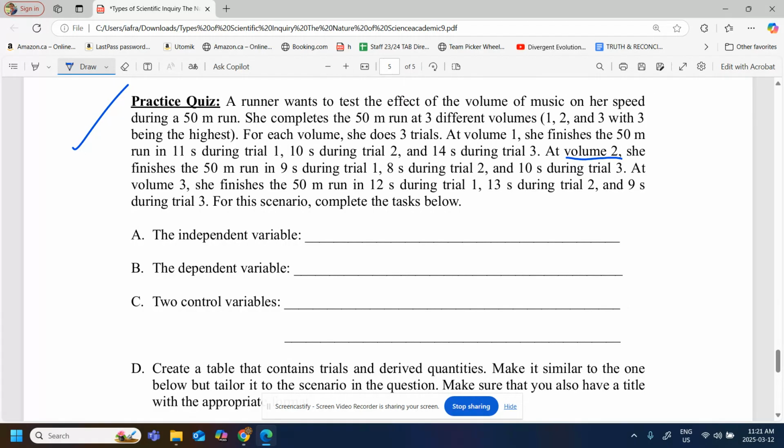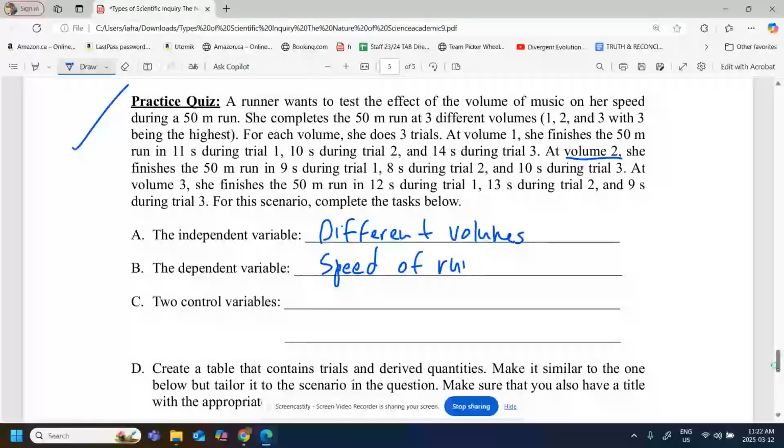Let's find our variables. So the runner is changing something in this experiment. They want to see if the different volumes will affect the speed of the run, or how fast the run is being completed. So different volumes would be our independent variable because that's what the runner is actually changing herself. And then the dependent variable is speed of run.